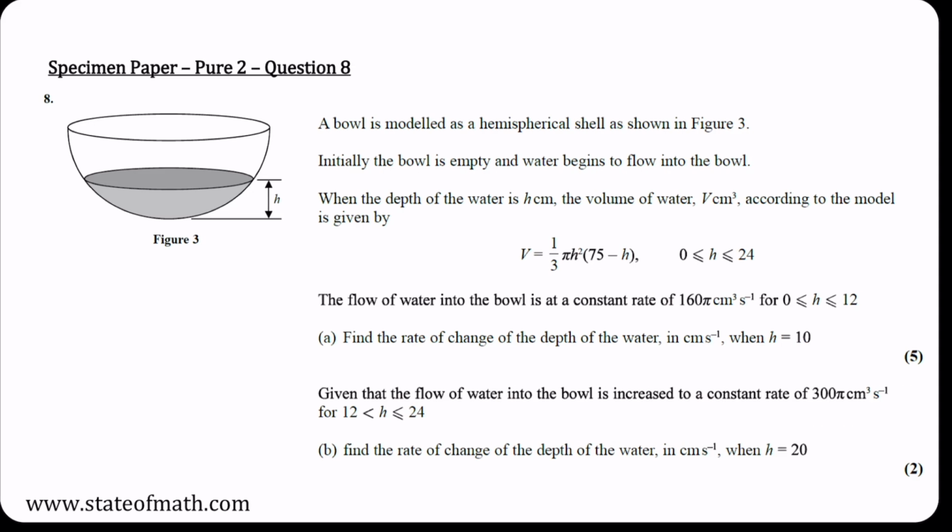So, for example, in specimen paper QR2 question 8, this is connected rates of change. You need to use the chain rule to set up a differential equation and use it to find the rate of change, for example, here of the depth of water.